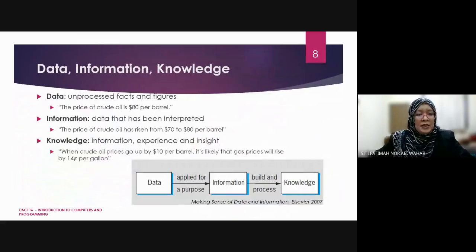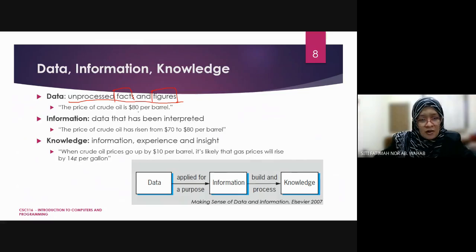So what is data? Data is unprocessed facts and figures. Okay, it is a fact. Figures. The price of crude oil is $80 per barrel. Okay, so this is the figure. What is it? Price of crude oil. For how many units? Per barrel. Okay, that is a fact.